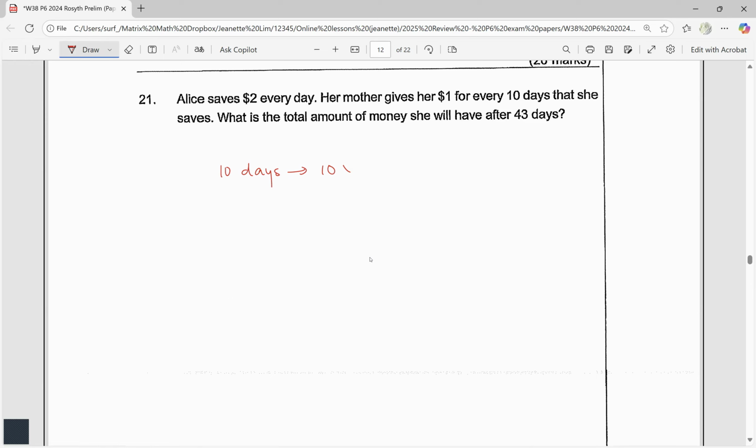So 10 times $2 plus the $1 that her mother gives her. That is a total of $21. Okay, so every 10 days she will get $21. Now, what about 43 days?